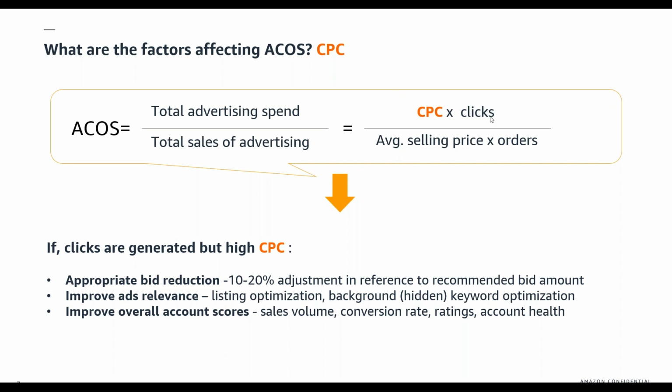Right. So the second tip essentially to optimize this, which will have an impact on your CPC, your clicks as well as your orders, is to optimize your listing. You want to pick your background keywords and optimize what are some of the working keywords for you. And then of course you want to take a look at your overall account scores, your listing scores, your IDQ scores, essentially to take a look at your sales volume, your conversion rate, your ratings, and your account health in general.